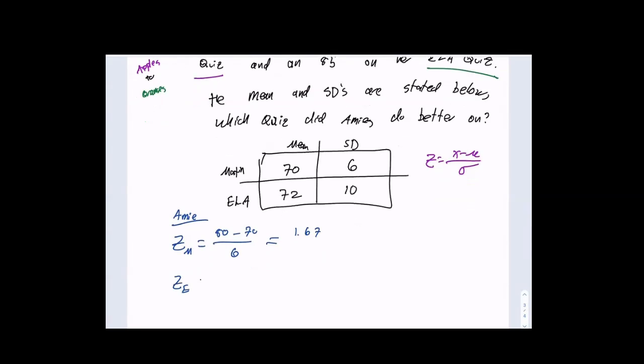Z-score for ELA. 85 minus 72 over 10. Which is?